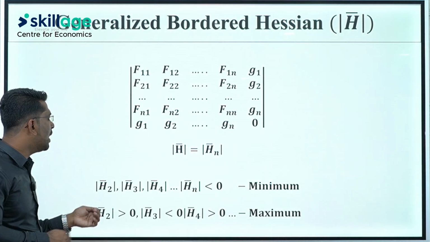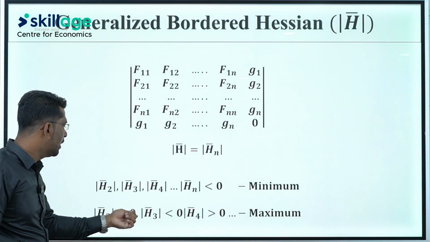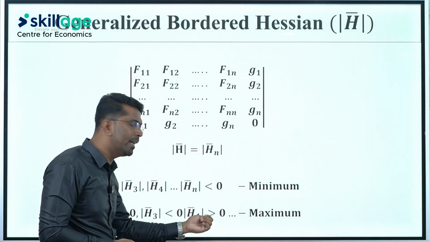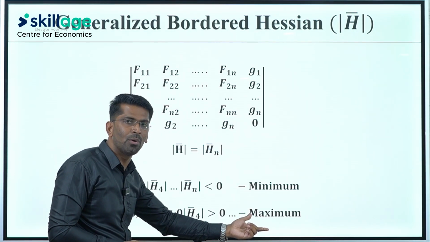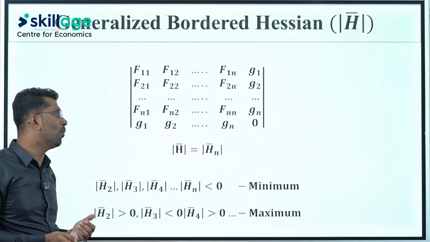So now if we have H2 is greater than 0, bordered Hessian 3 is less than 0, bordered Hessian 4 is greater than 0. See, we have alternating signs. It is the condition for the maximum. So we will explain with an example so that it will be more clear.